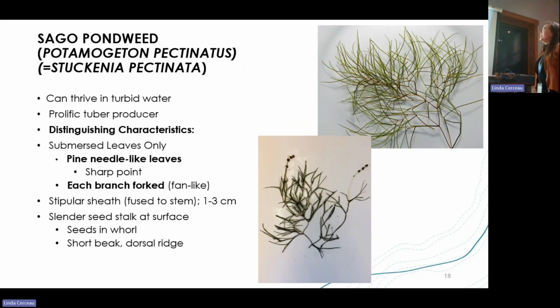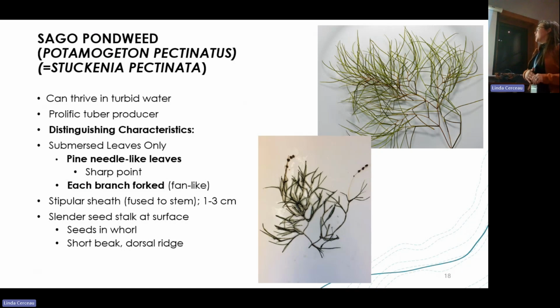Sago pondweed. So this one can thrive in turbid waters and is a prolific tuber producer as well. So tubers are essentially seeds. And so this one has needle-like leaves that protrude out and they come to a sharp point. So this one's kind of more dainty in comparison to leafy pondweed overall. And they have a forked pattern that comes off of the stem here. It's almost like a fan sort of look to it.